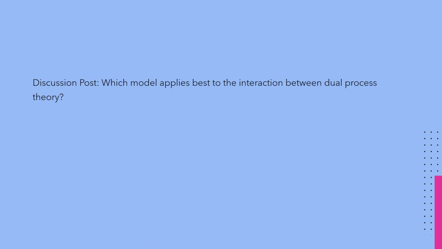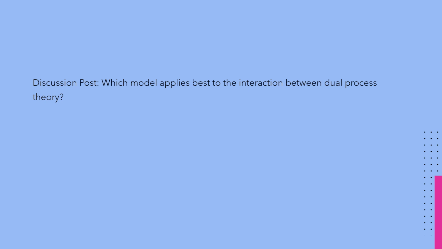Okay, so we've seen the dual process theory this week, and in this video we've talked about the relation between the quick and automatic type 1 processes and the slow, deliberate and conscious type 2 processes. What I want you to think about in the discussion post for this week is which model best applies to the interaction between type 1 and type 2 processes. Which model applies best to the interaction?